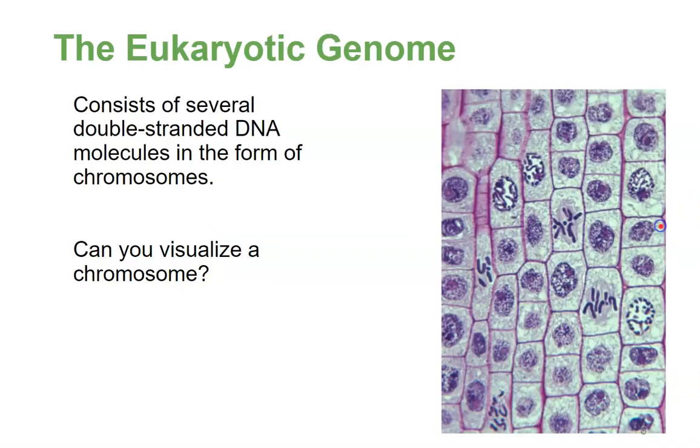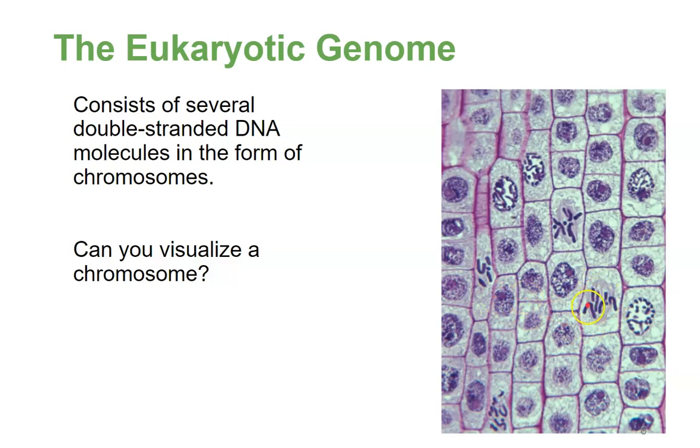All right, so the eukaryotic genome consists of several double-stranded DNA molecules, which are chromosomes. So can you think about what a chromosome looks like? Let's take a look at this plant root over here. Each of these really thick structures here are chromosomes lined up. They're going through cell division.